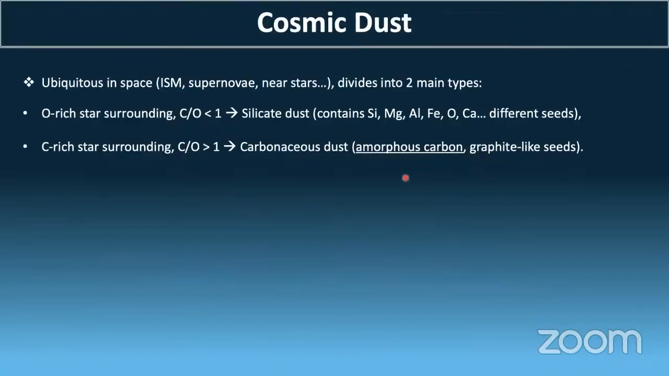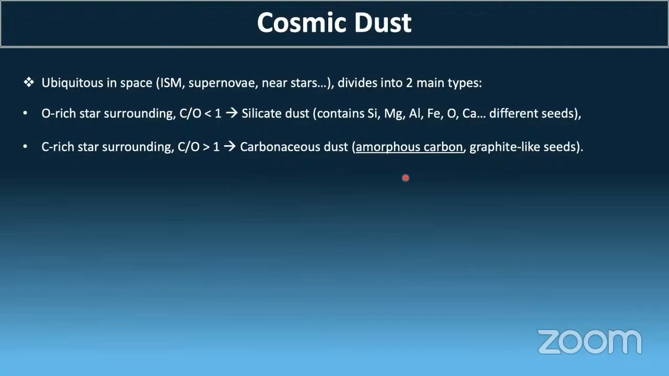First, because it's ubiquitous in space. We found it in the ISM, around supernovae, near stars. And the dust divides generally into two main types. One type is around oxygen-rich stars. In the surrounding, because oxygen is much more present than carbon, the C/O ratio is lower than 1. And in this case, all the carbon is basically trapped into CO.